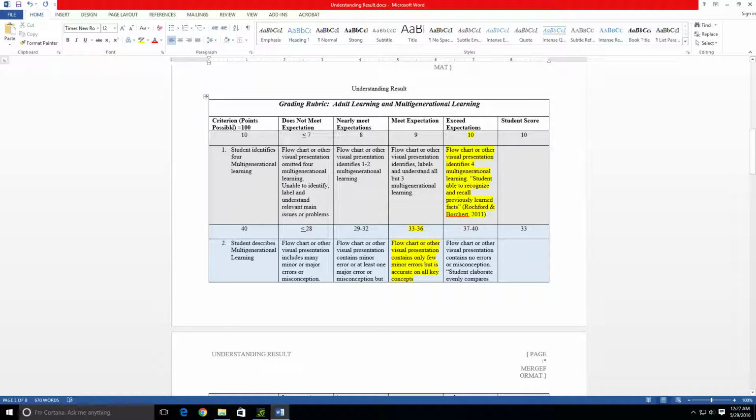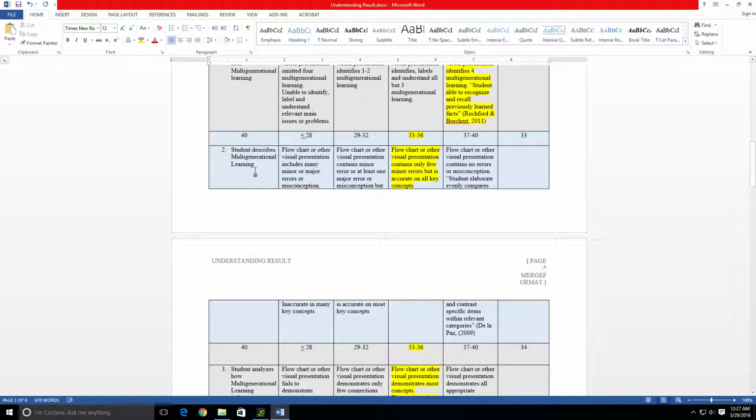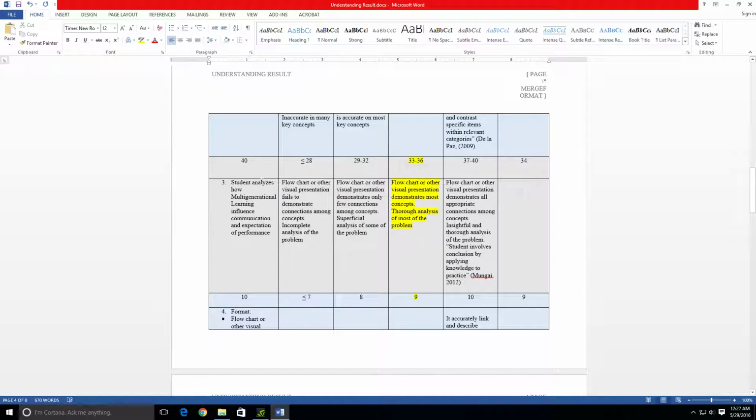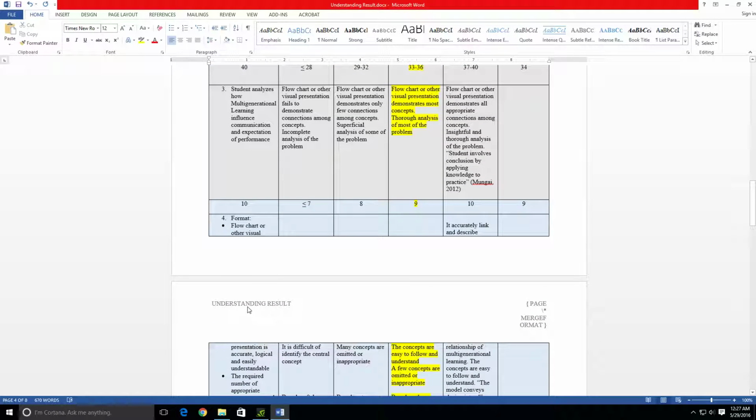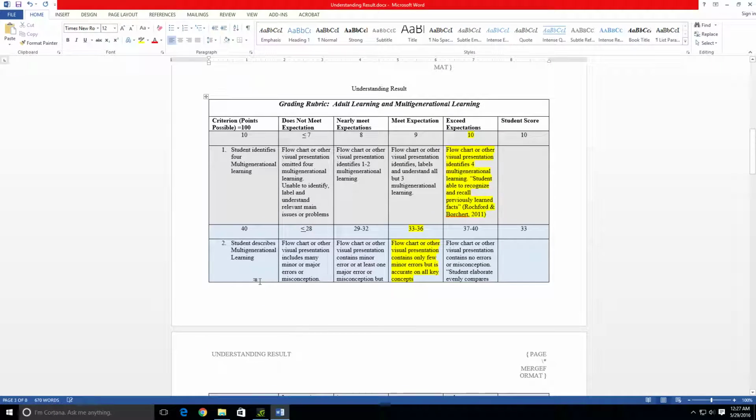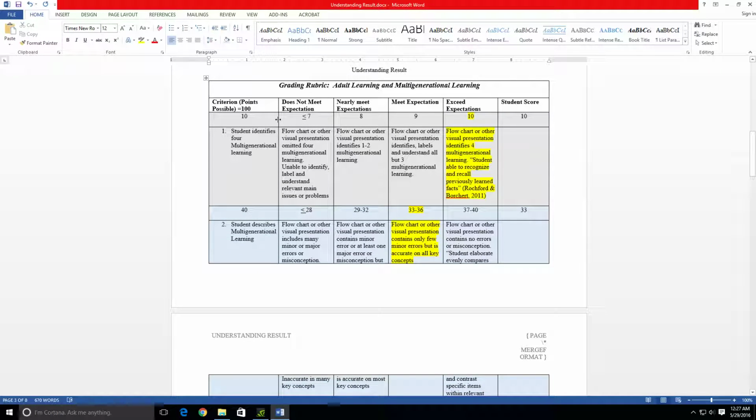So I included the possible points, which I decided to make 100, so it can easily be represented as a percentage. And I have to list my criteria and the weight or points of each criterion. For this example, on my first criterion, I've decided to give 10 points, 40 on my second, 40 points on my third criterion, and 10 points on my fourth criterion, which gives a total of 100 points for this assignment.